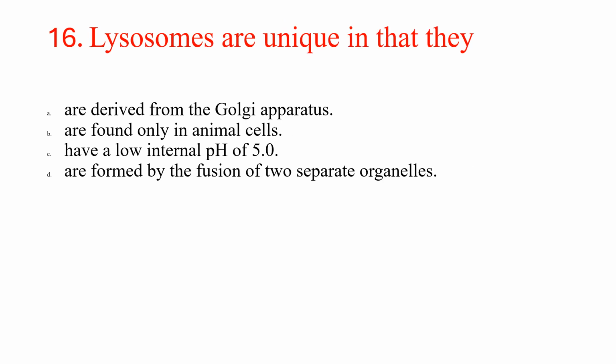Number 16, lysosomes are unique in that they A. are derived from the Golgi apparatus, B. are only found in animal cells, C. have a low internal pH of 5.0, or D. are formed by the fusion of two separate organelles. Letter D. Lysosomes are formed by the fusion of two separate organelles.